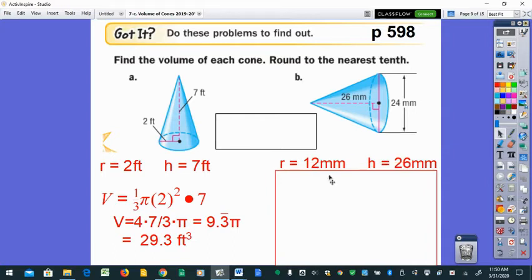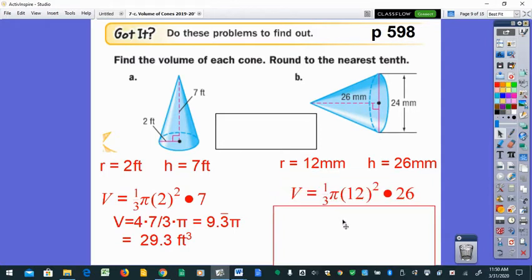Notice that the first thing I did was take that 24 and divide it by 2. I cut it in half because I've got the long guy and I need the short guy. So you take the diameter divided by 2, there's your radius. Again, here is the formula as written in the book: 1/3 pi times the radius squared times the height. I'm going to take that 12 and square it, multiply it by 26, and divide by 3.